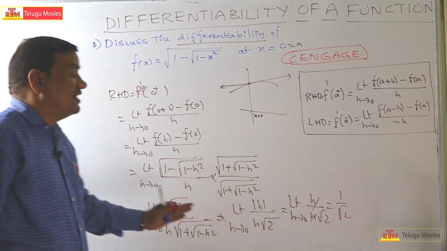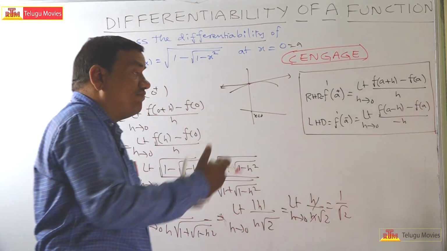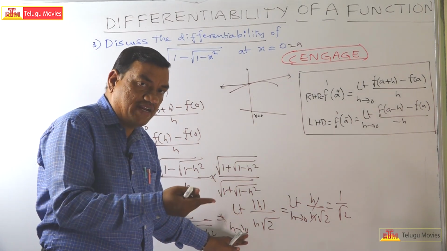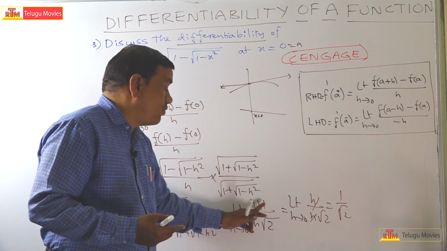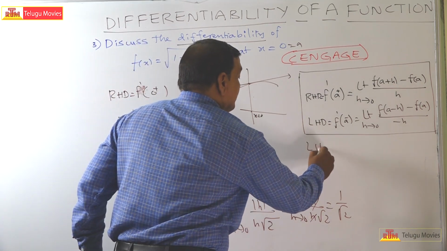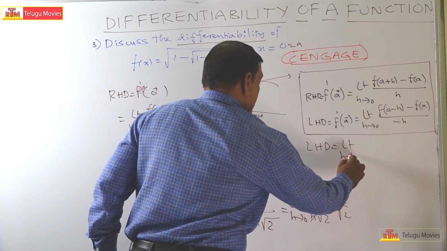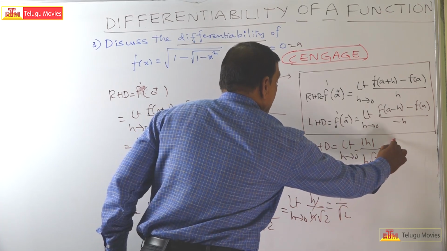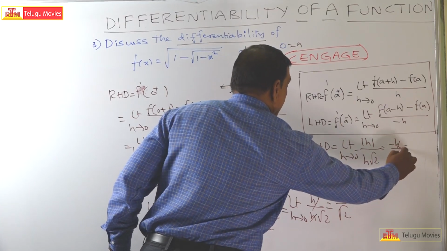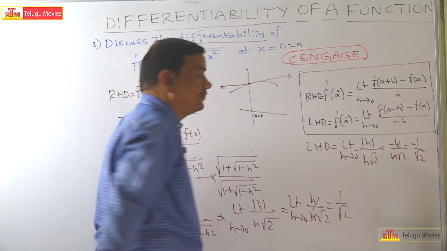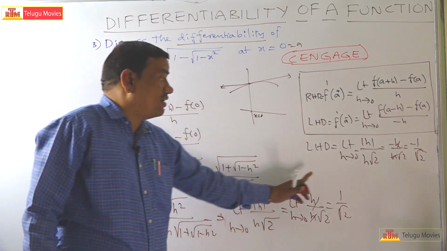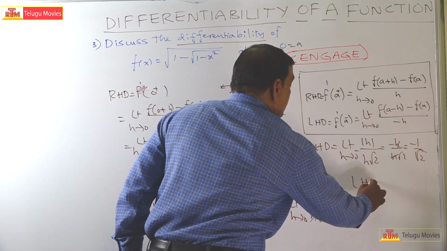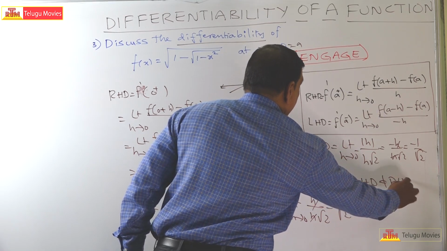So what is your right hand side derivative? 1 by root 2. Now the left hand side derivative also, if you proceed in the same way, here h tends to 0 minus. That means modulus of h will become minus h. So your left hand side derivative is limit h tends to 0 minus, minus h by h root 2. The h will cancel, and you get minus 1 by root 2. So the right hand side derivative is plus 1 by root 2, the left hand side derivative is minus 1 by root 2. Therefore, LHD is not equal to RHD.